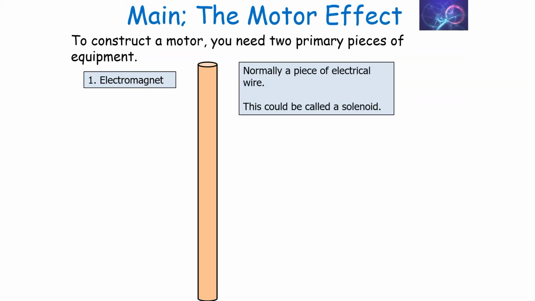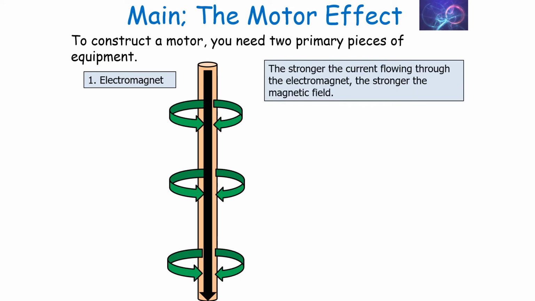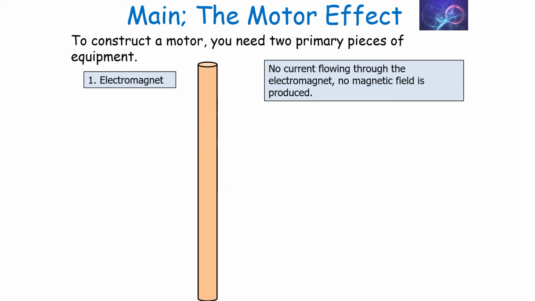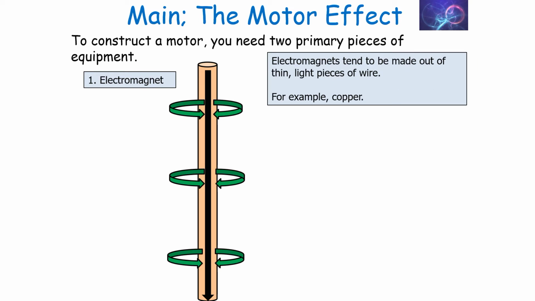So to construct a motor, you need two primary pieces of equipment. You need an electromagnet, normally made out of a piece of electrical wire, which when a current passes through the wire, produces a magnetic field. The stronger the current flowing through the wire, the stronger the magnetic field, and when there's no current flowing through the wire, there's no magnetic field produced. We can change the direction of the current flow through the electromagnet, and this changes the direction of the magnetic field the electromagnet produces. Now electromagnets tend to be made out of thin light pieces of wire such as copper.